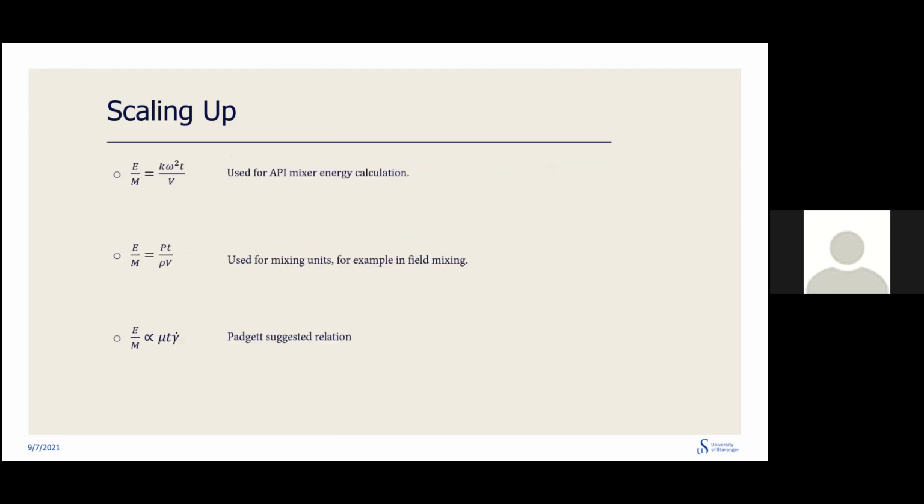This is the earlier correlation for the specific mixing energy. This K is the constant experimentally found. This is omega, rotational speed, time, and volume. And this one is the relation the Paget guy suggested, which has the shear rate in it.